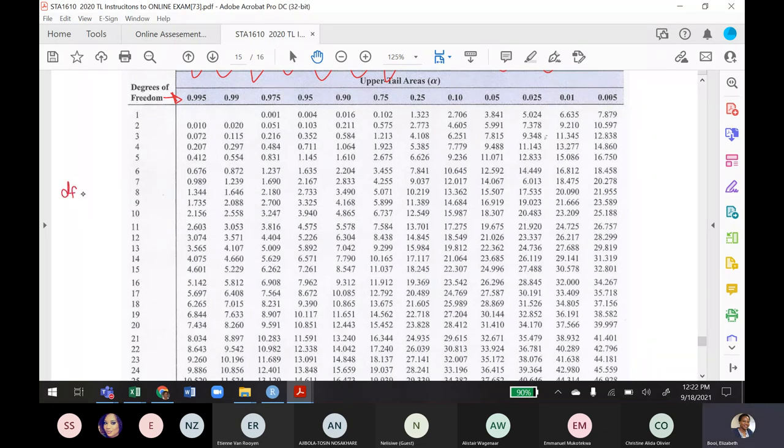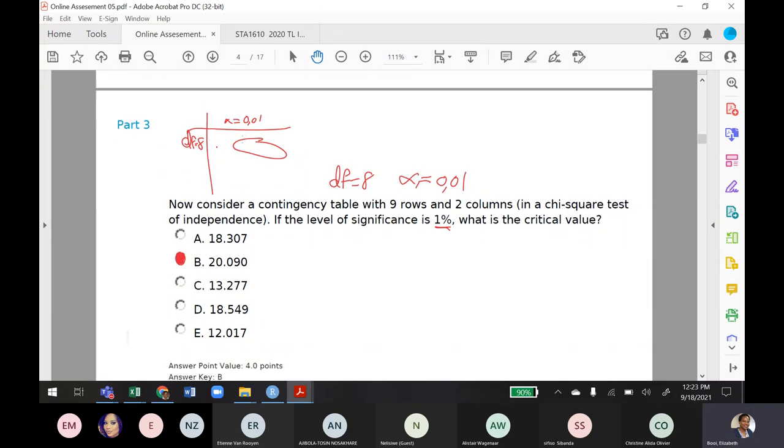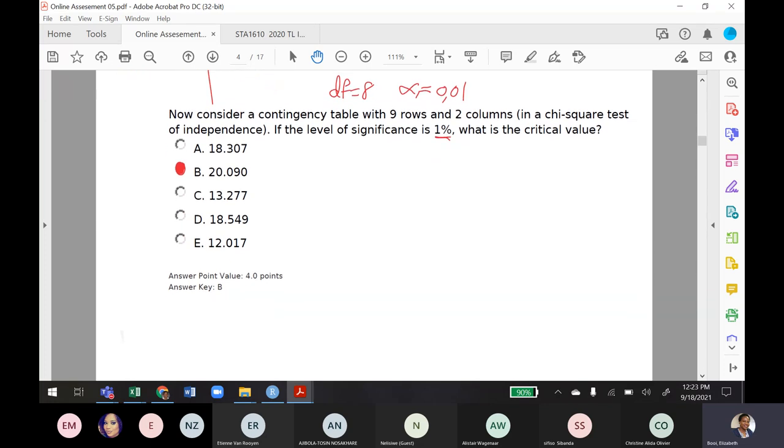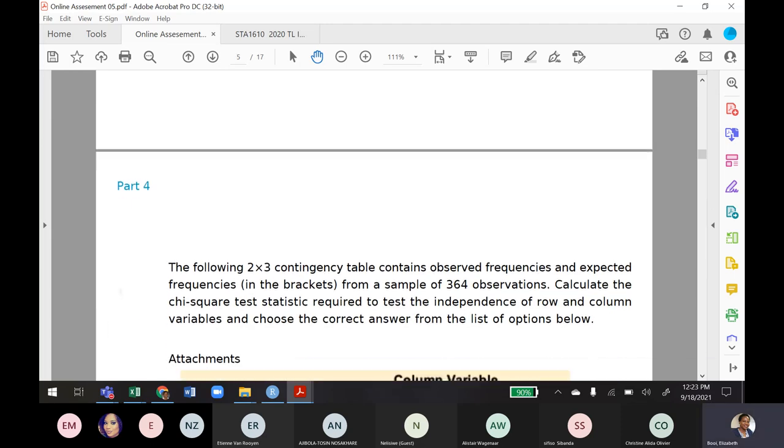Remember, degrees of freedom of 8 and alpha of 0.01. Do you have an answer? 20.090. And that is B, the answer.